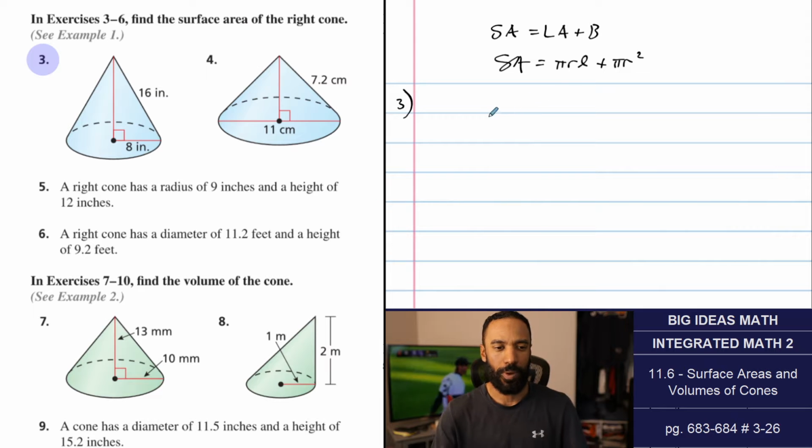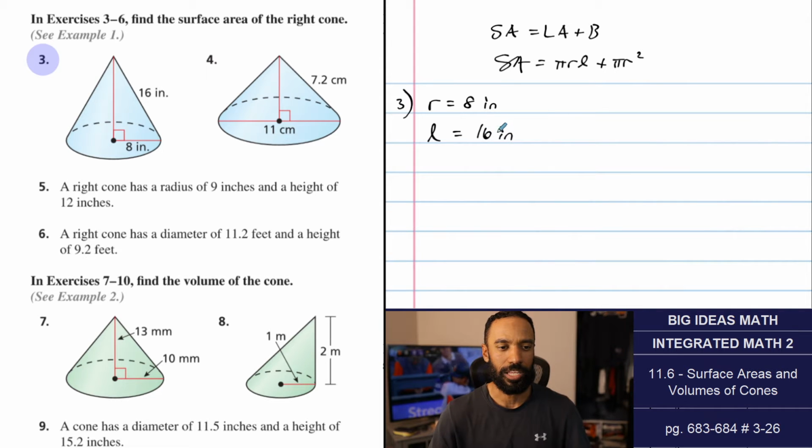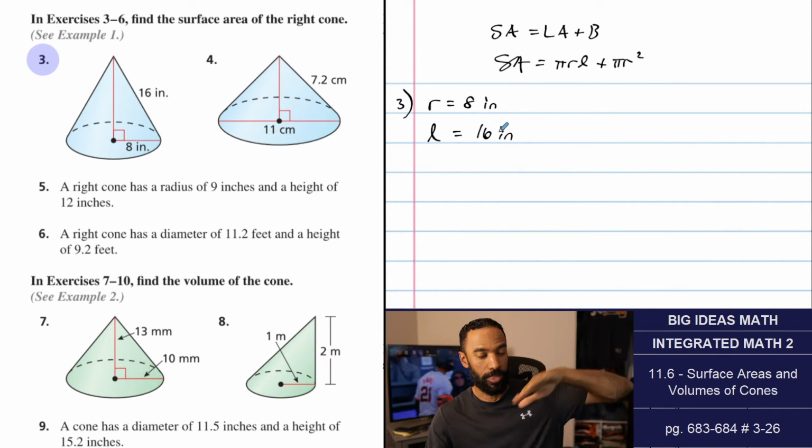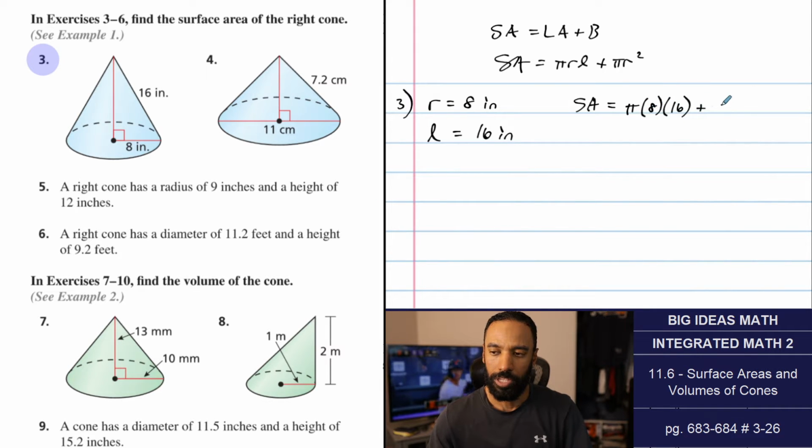So we come up with the radius and slant height for all these. This radius is 8 inches, and this slant height is 16 inches. Slant height is the one that does go up the side, the lateral facing. So the surface area for this guy is pi times radius times slant height plus pi times the radius squared.